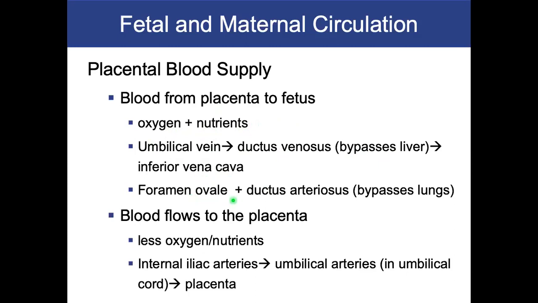Your foramen ovale and ductus arteriosus, what I was talking about earlier for the heart, bypasses the lungs. Blood then flows to the placenta from the baby, less oxygen, less nutrients. It goes from internal iliac arteries to umbilical arteries and umbilical cord to placenta.